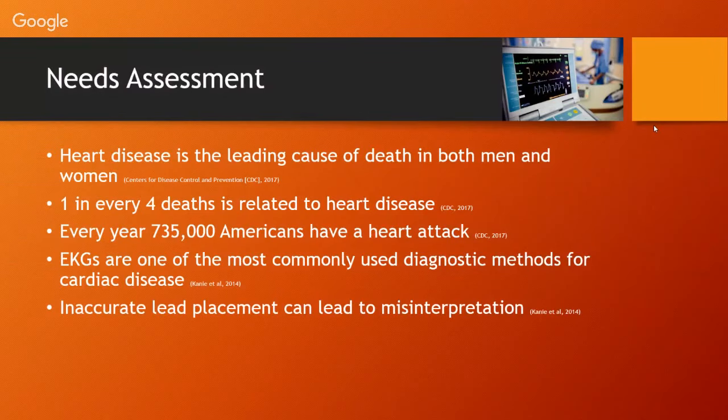Needs Assessment. Heart disease is the leading cause of death in both men and women. 1 in every 4 deaths is related to heart disease. Every year, 735,000 Americans have a heart attack. EKGs are one of the most commonly used diagnostic methods for cardiac disease. Inaccurate lead placement can lead to misinterpretation.